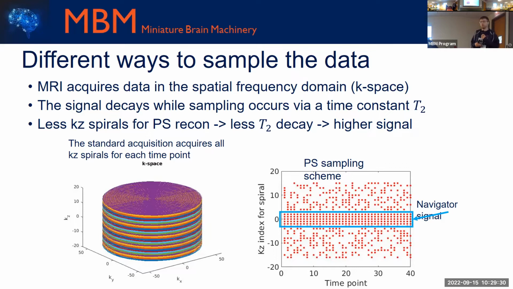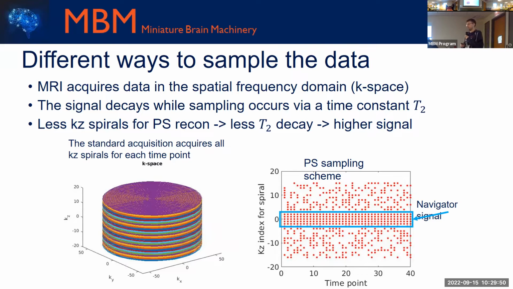And a problem with this is that when we start sampling at the beginning of the time point, the signal starts to decay with a time constant T2. And so by the time we take the last spiral, the signal has decayed away. And that decreases our spatial resolution for the higher spatial frequencies.